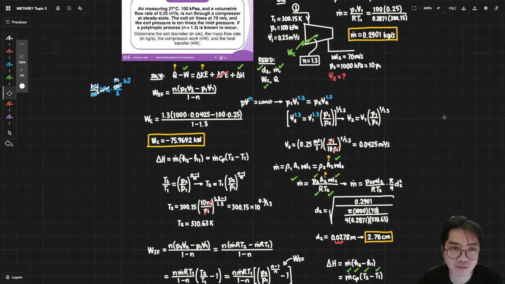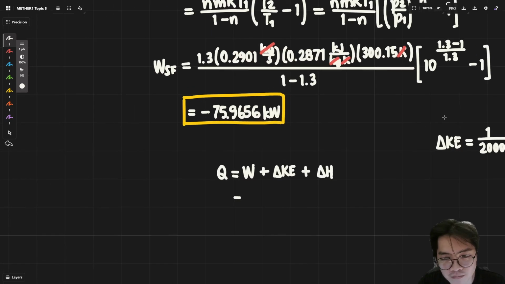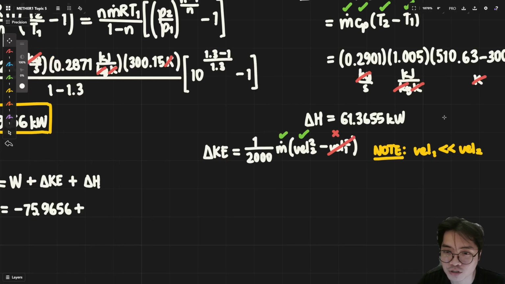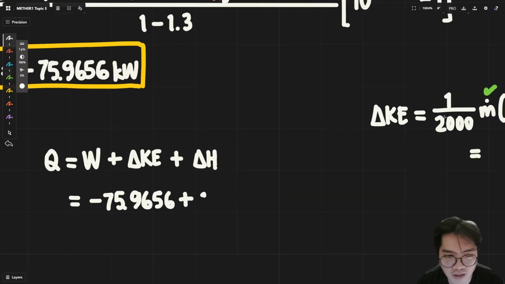So how are we going to do this now? Your Q is now equal to, if we put the W to the other side, W plus delta KE plus delta H. We will have W, which is negative 75.9656, plus your delta KE, which is just this thing. Let's put this all together: 0.2901 divided by 1000 times 70 squared. You'll get 1.42149, so 1.4215, plus your delta H.